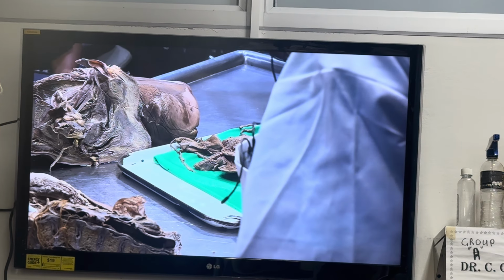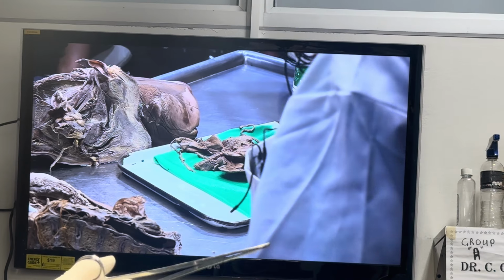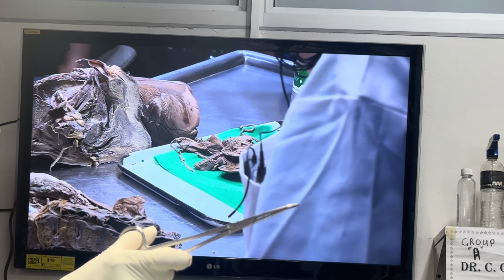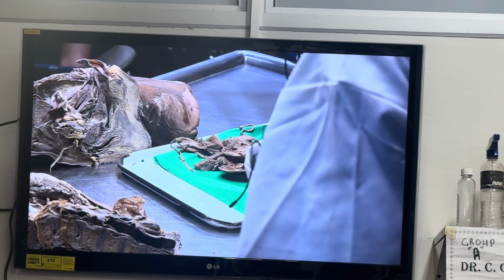What are these cells called? You grew up in the country, don't you? Did you grow up in the country? No. That's a pity you guys don't grow up in the country.